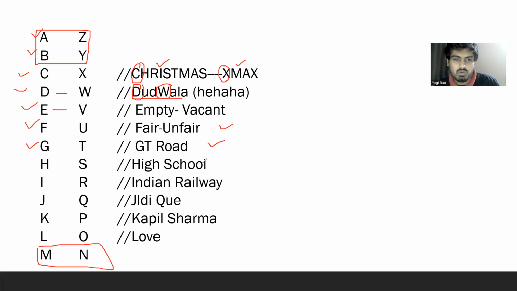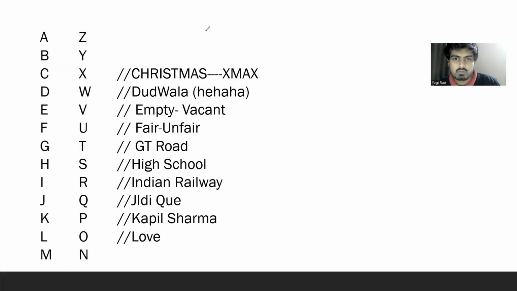Coming to H and S, high school. IR, we can remember it as Indian Railway. JQ, Jaldi Q, means there was a hurry. Jaldi Q, we can remember it like this. KP, Kapil, we can remember it as Kapil Sharma, the TV actor. LO, love. In love, we have both the words, and L is opposite of O. So this way we can remember these alphabets.